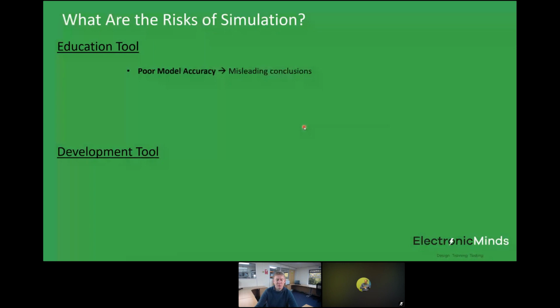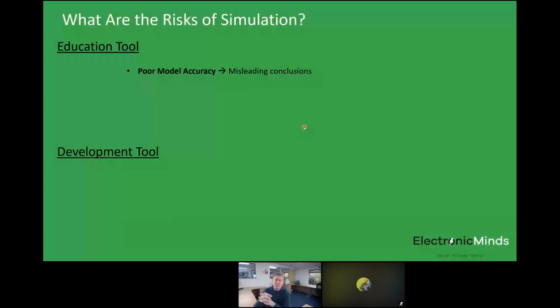Firstly, if you have a poor model or poor model accuracy, then your simulation will give you poor data. So if you just bring in models from a third party without quite knowing whether they're good or not, you might start drawing misleading conclusions from those simulation results. And if you carry on simulating too long with the wrong model, all you're effectively doing is costing yourself time. So poor model accuracy is one of the big problems here.